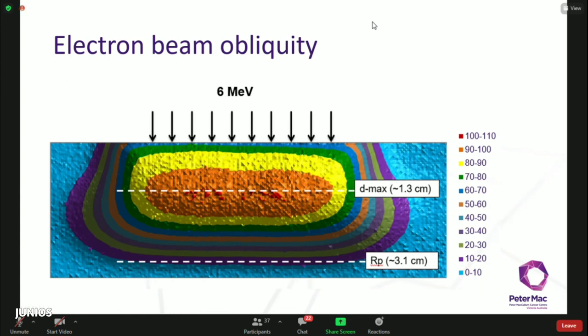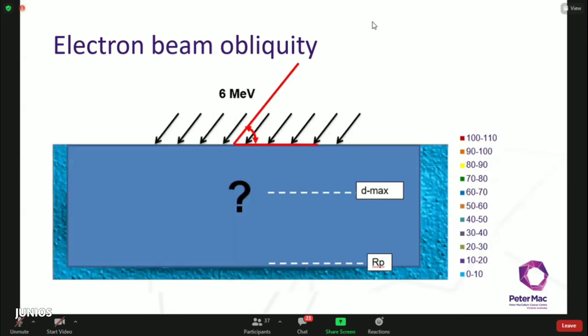But this is under normal incidence. So what actually happens if I angle my beam and come out of a slab of solid water at an angle? What actually happens then to my isodose lines at depth?